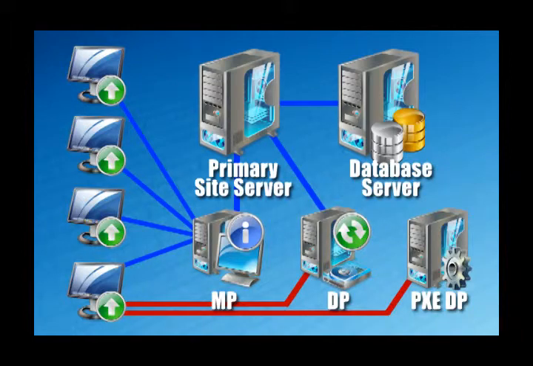Or perhaps it is PXE booting, right? So I turn on a bare metal machine that has no operating system. I boot it off the network. It's going to retrieve its information from the PXE service point. So there are many others. There are reporting points to handle the reporting. There are branch distribution points, which is the same as a distribution point, but kind of a streamlined version. We'll get into that a little bit later. We have state migration points, fallback status points.